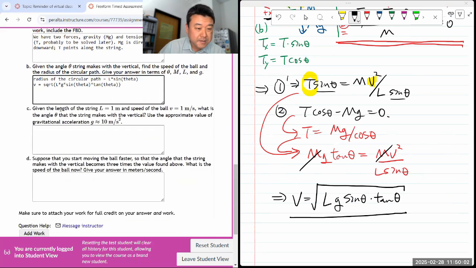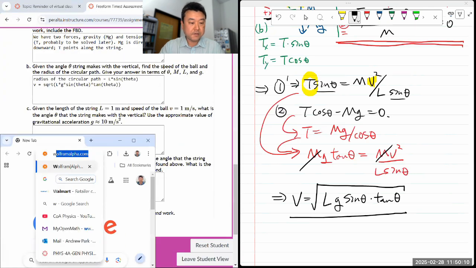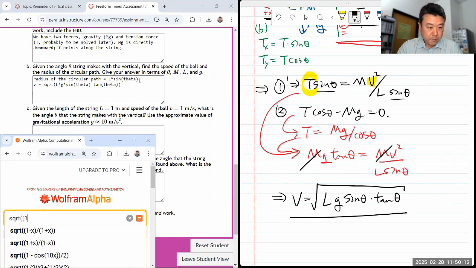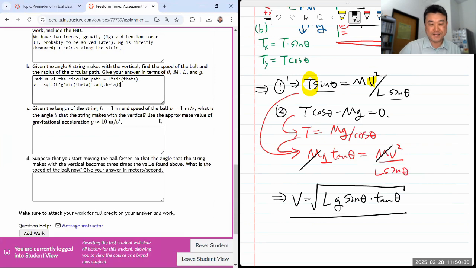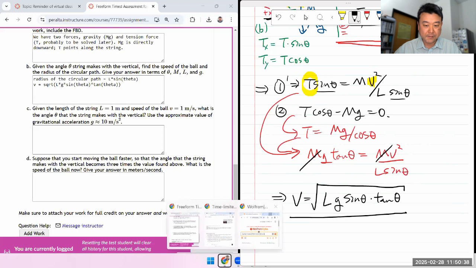In fact, I think that's PHYS. Given the length of string and speed of the ball, what is the angle theta that it makes? Yeah. All right. Let's just type stuff in. We need Wolfram Alpha. So square root of 1 meter times g, 9.8 meters per second squared, times sine of theta. Oh, wait. I've got to do more algebra. PHYS isn't asking for the speed v. It's giving you the speed v, but I think I can actually do this in Wolfram Alpha.